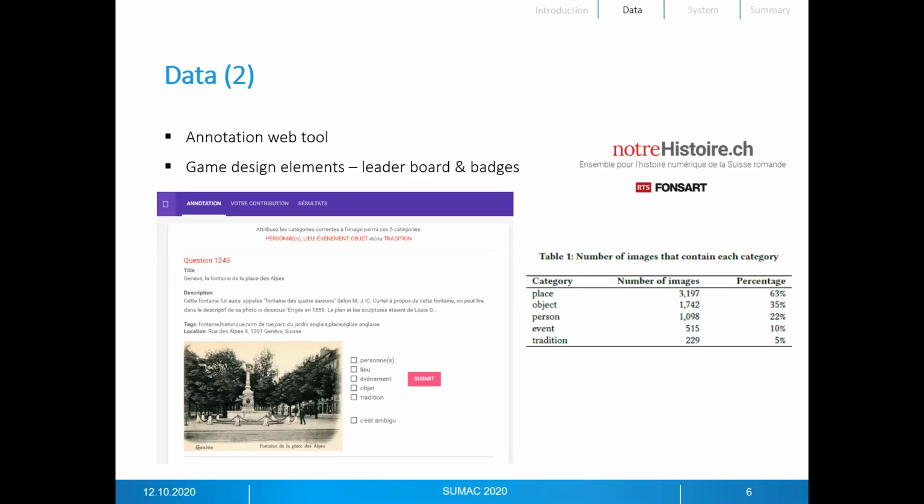Table 1 represents the number of images that contain each of the 5 categories. Clearly, most frequent category is place, followed by object and person. The less represented categories are event and tradition.